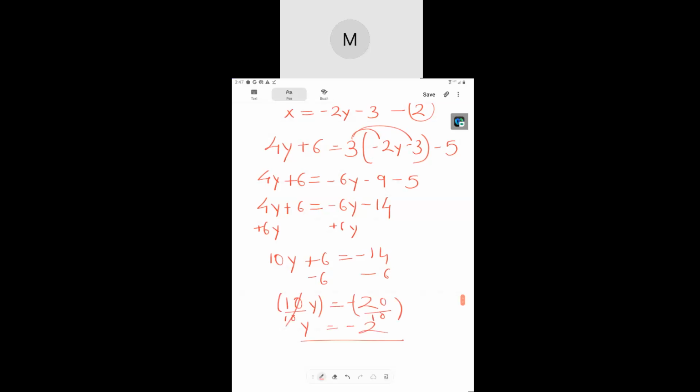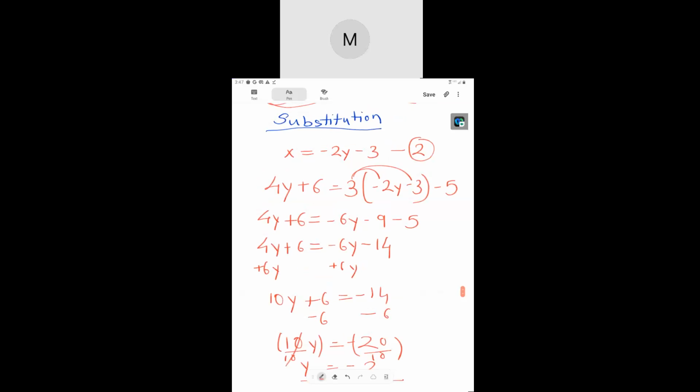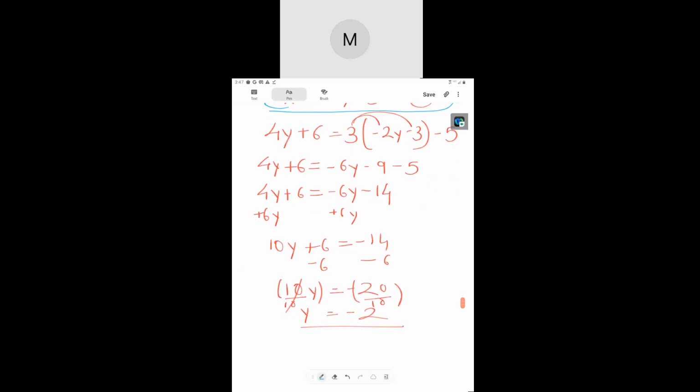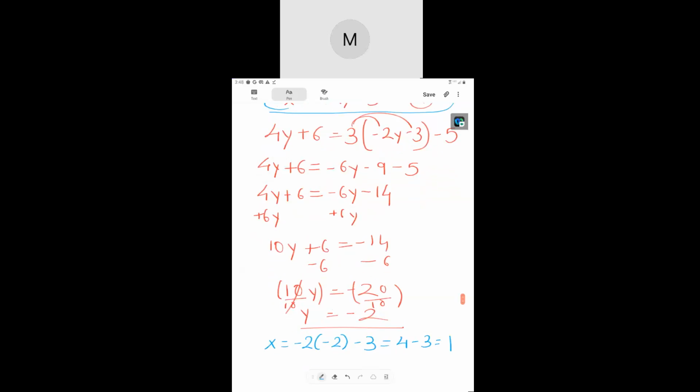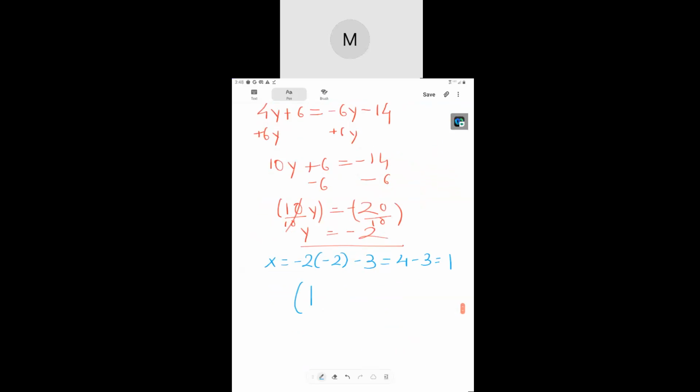So finally, I'll go back, change my color here. I'll go back to this number 2 here. I said y is equal to negative 2 and x is equal to negative 2 times y, which now is our negative 2 minus 3. Minus 2, when multiplied, give me 4. So 4 minus 3, and that gives me x as 1. So my solution in this case becomes x is 1, comma, negative 2.